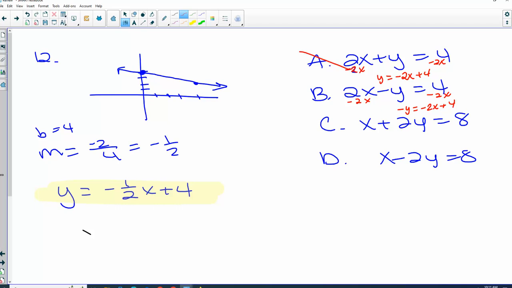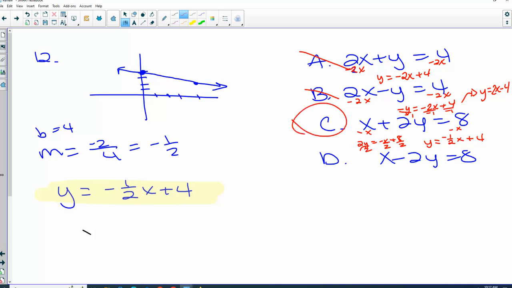Divide by negative 1. So that's a positive 2x minus 4. Okay, we're still getting that 2x because we had a 2x and a y. So is that what I wanted? No. All right, so C. Let's try that one. If I were working here, I would subtract my x first. So 2y equals negative x plus 8. Divide by 2. Negative x over 2 is negative 1/2 x plus 4. Does that one match? Yes.